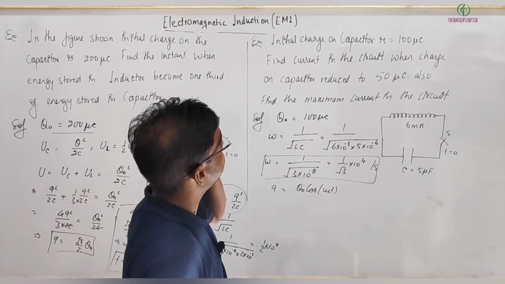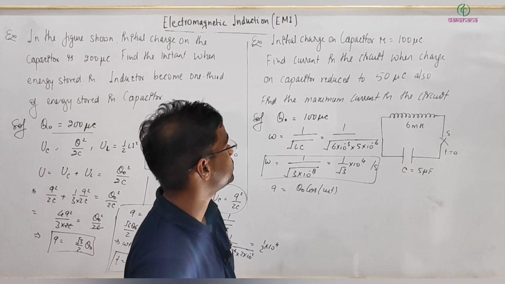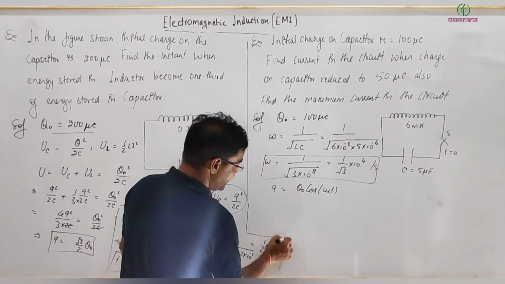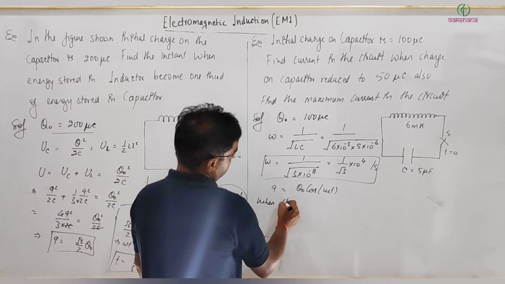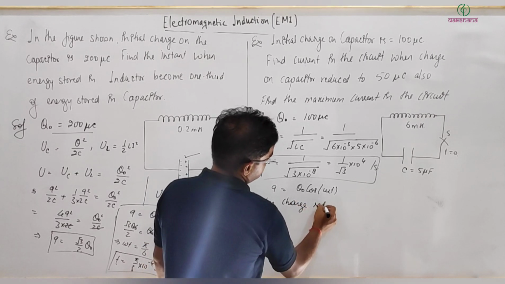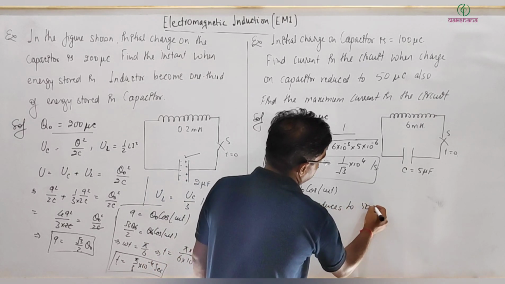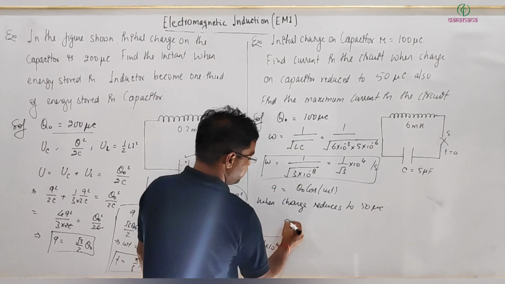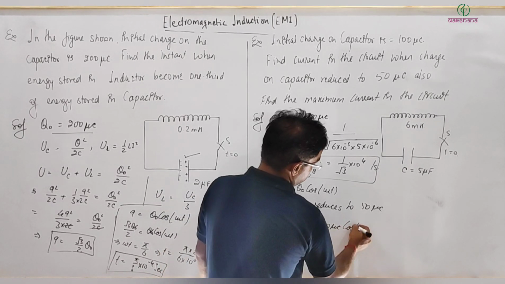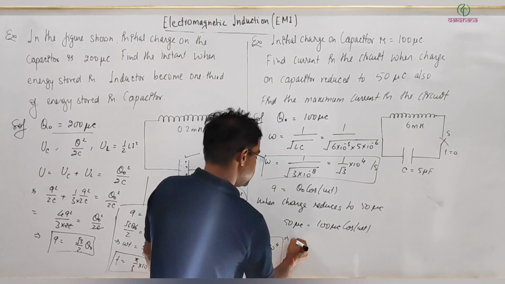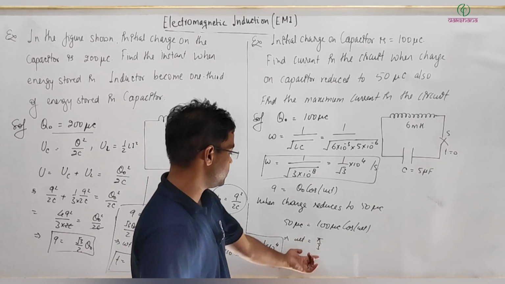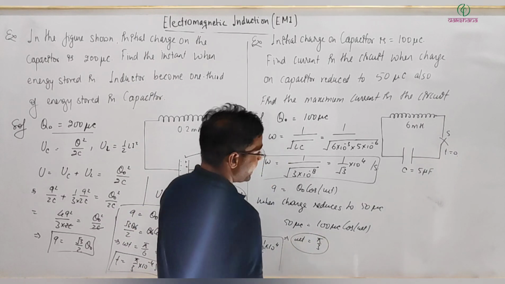Alright, so now what it is asking: find the current in the circuit when the charge on the capacitor reduces to 50 microcoulomb. Initially it's 100, so it is becoming Q naught by 2. So when the charge reduces to 50 microcoulomb, this implies 50 microcoulomb equals 100 microcoulomb into cos of omega t. This implies cos omega t is 1 by 2, so omega t is equal to pi by 3.